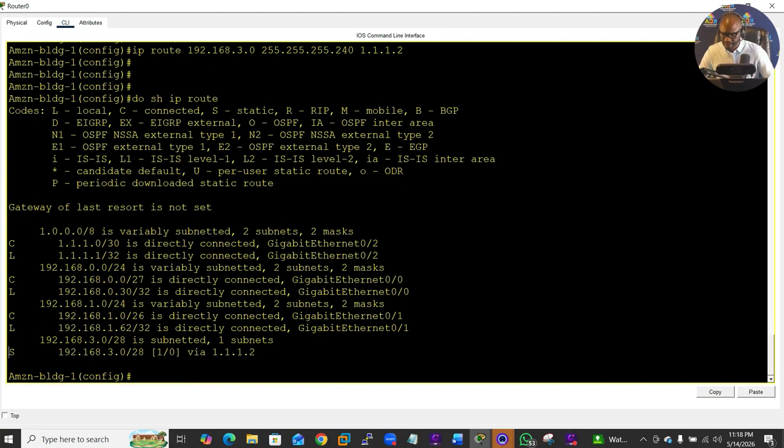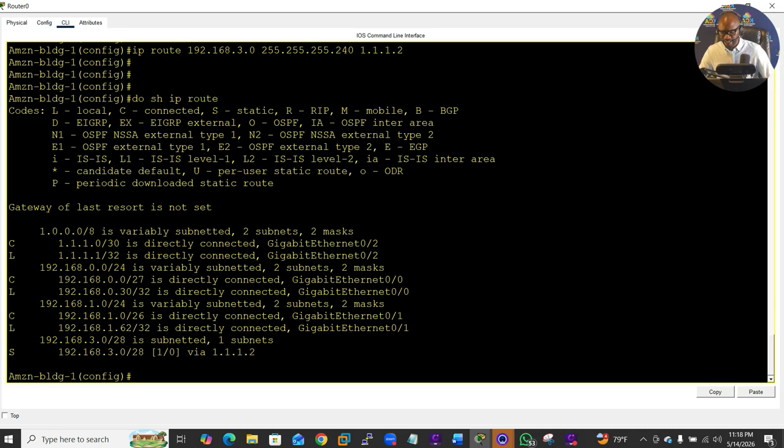Now, if we verify with show IP routes, we can see now there is an S inserted in the route table. So this S is basically indicating to the building 1 router that for 192.168.3.0/28, you have to go via 1.1.1.2, which is the next hop router, or the building 2 router in this case.